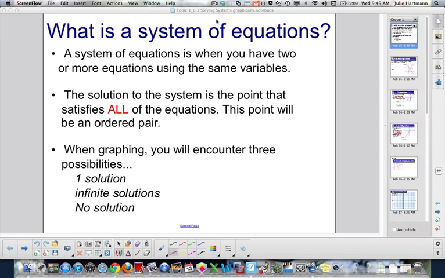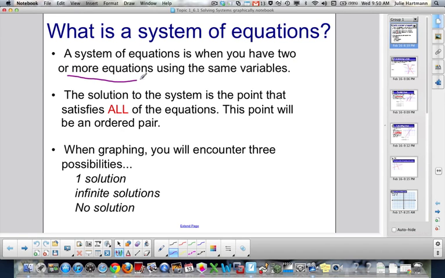Today we're going to talk about system of equations. So the first question, what is a system of equations? It is when you have two or more equations using the same variables.